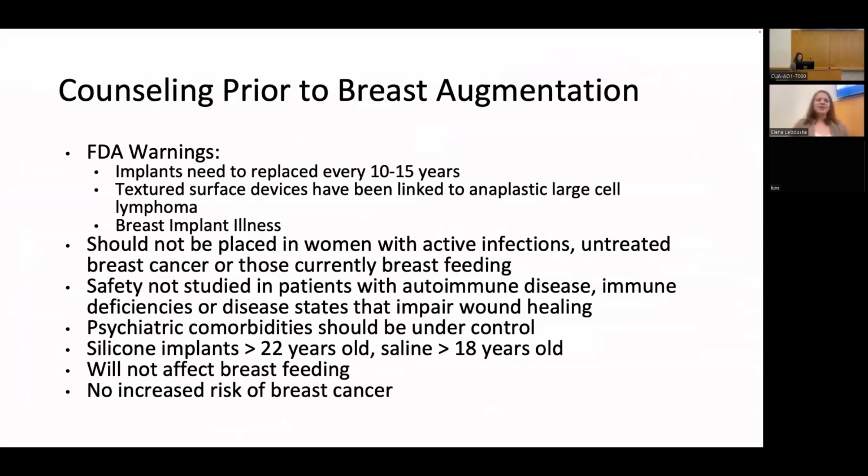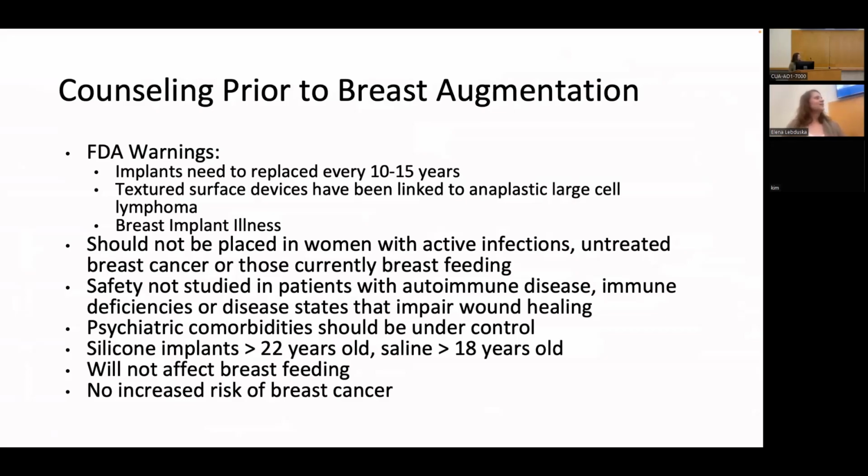They should not be placed in women with active infection, untreated breast cancer, or those who are currently breastfeeding. Safety has not been studied in patients with autoimmune disease. So anyone who has a history of lupus, RA, things like that, the implants have not been studied in these patients. Psychiatric comorbidity should be under control.